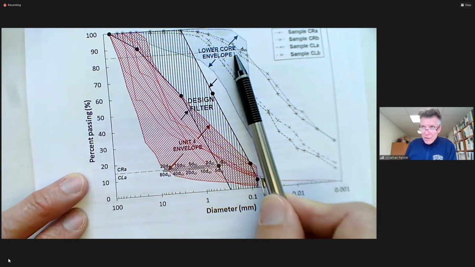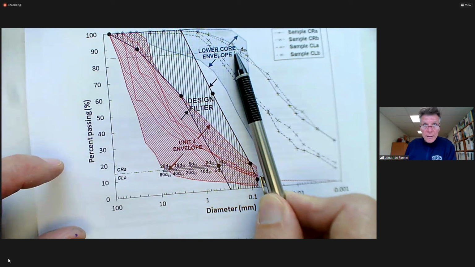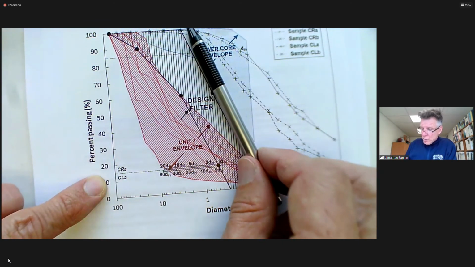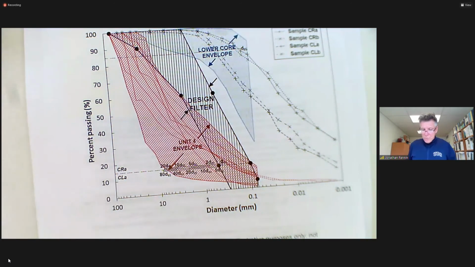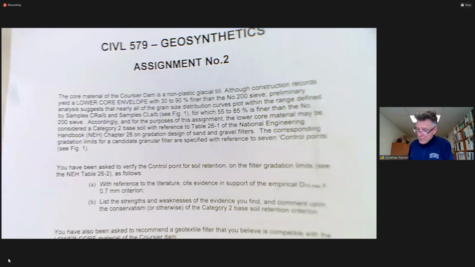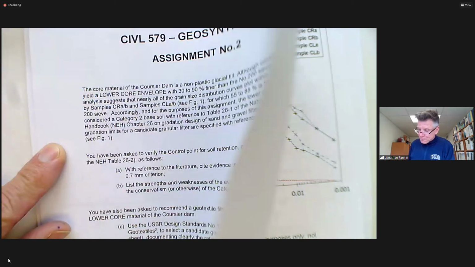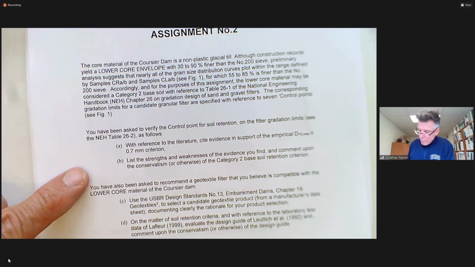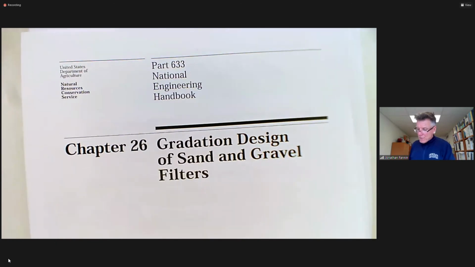Were a filter to have been designed to modern design practice, the dam was built, if I remember correctly, about 50, 60 years ago. Modern design practice would call for a granular filter that looks like this. And so in this second homework assignment, I provide you with these data here. And I ask you to go through with reference to modern design practice.